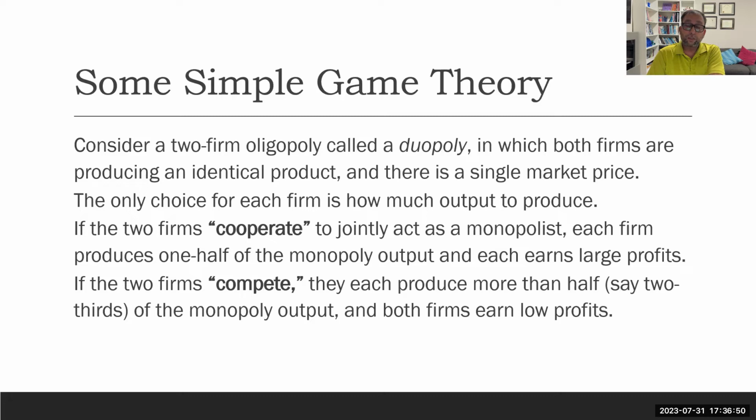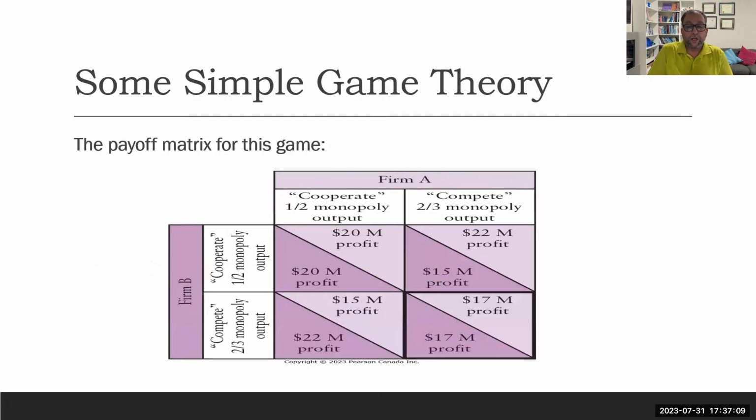If these two firms cooperate to jointly act as a monopolist, each firm produces one half of the monopoly output, and each earns a larger profit. If the two firms compete, they each produce more than half, say 2/3 of the monopoly output, and both firms earn low profit. And we represent this with this matrix. In the columns, we have firm A, and in the rows, we have firm B. Firm A has two strategies: cooperate, producing half of the monopoly output, or compete and produce 2/3 of the monopoly output. Same is the case with firm B, but firm B's strategies are in rows: cooperate with half of the monopoly output, or compete with 2/3 of the monopoly output.